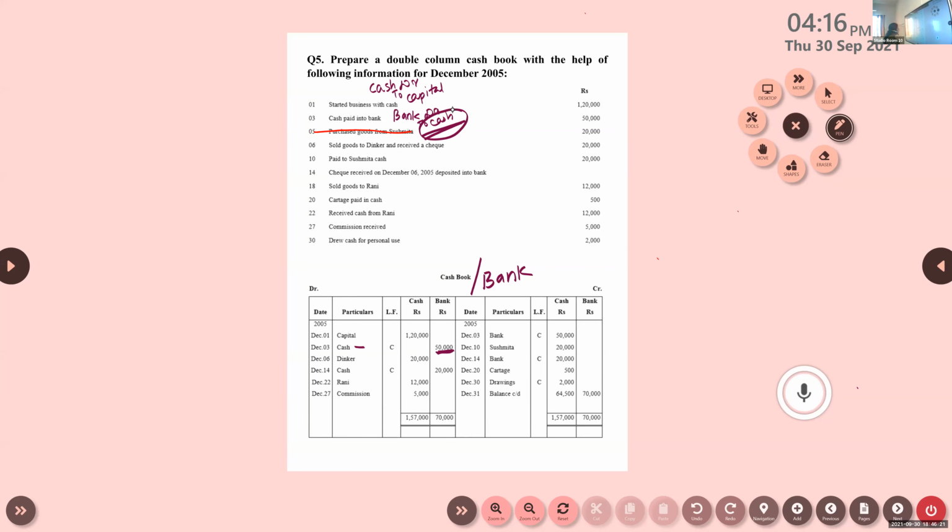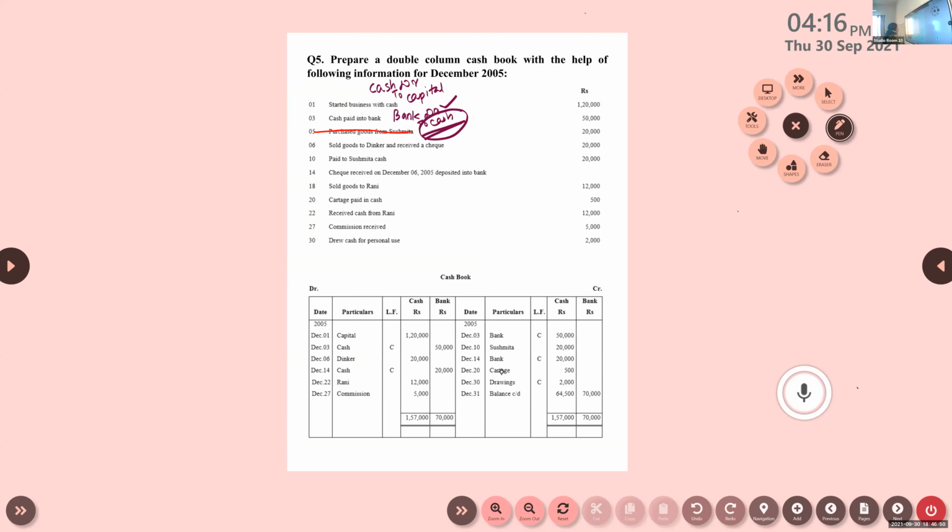Credit is given to cash, so the cash account is credited. Come to the credit side. Then the cash account is credited, so what should be written? By bank, because the bank account is debited. Bank is given debit, so bank will be written here and the cash account is credited. The amount is written in the cash amount column.